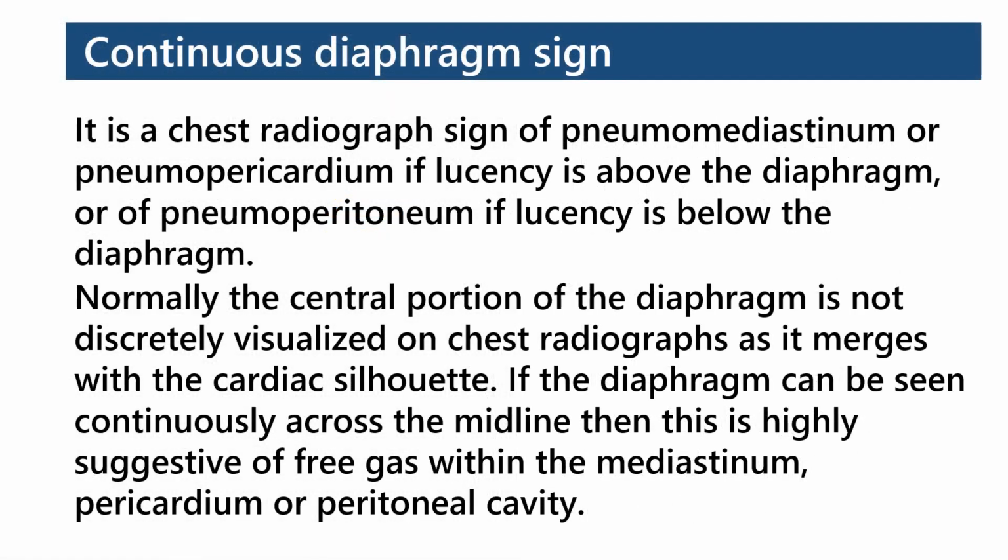Continuous diaphragm sign is a chest radiograph sign of pneumomediastinum or pneumopericardium if lucency is above the diaphragm, or of pneumoperitoneum if lucency is below the diaphragm. Normally the central portion of the diaphragm is not discretely visualized on chest radiographs as it merges with the cardiac silhouette. If the diaphragm can be seen continuously across the midline, then this is highly suggestive of free gas within the mediastinum, pericardium, or peritoneal cavity.